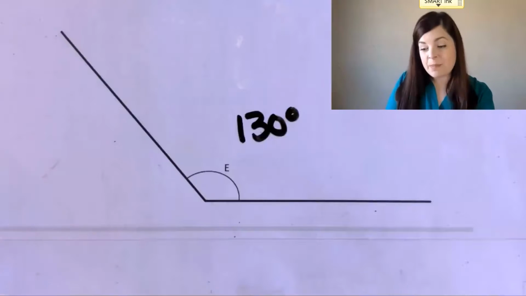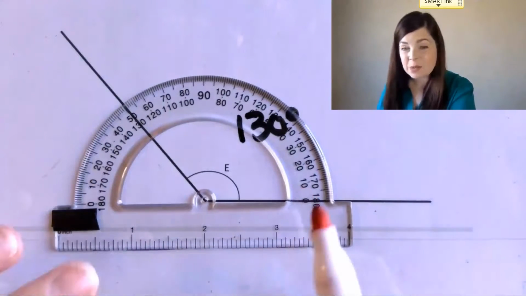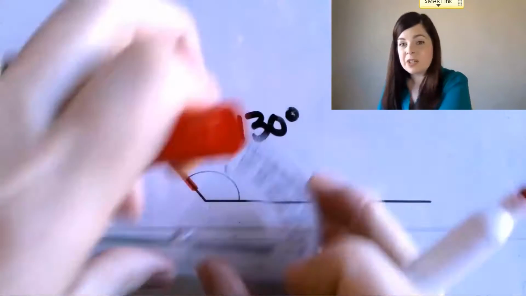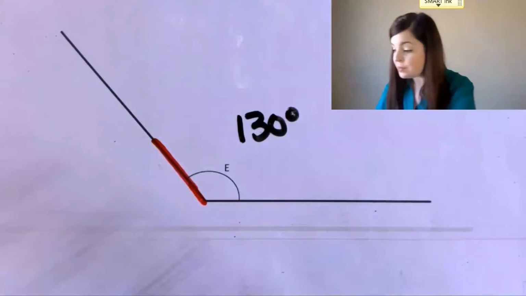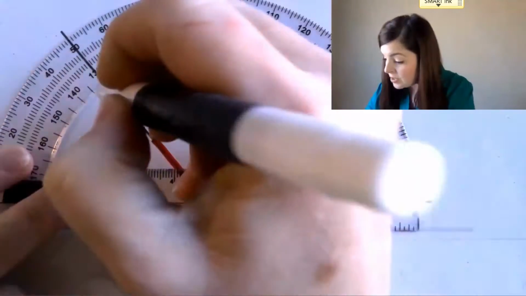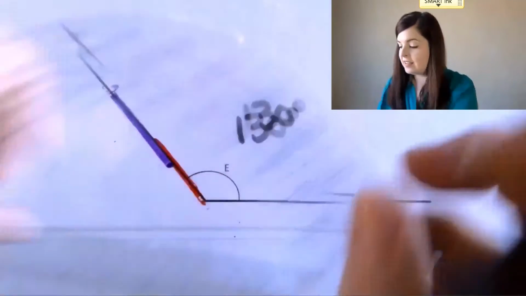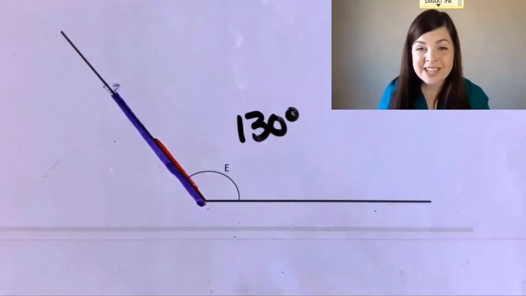If I measure with this small protractor, and the side length was only this long, the angle would still measure 130 degrees. If I measured with the larger protractor, and the side length was longer, if it was this long, the angle would still measure 130 degrees. So the side length doesn't impact the size of the angle.